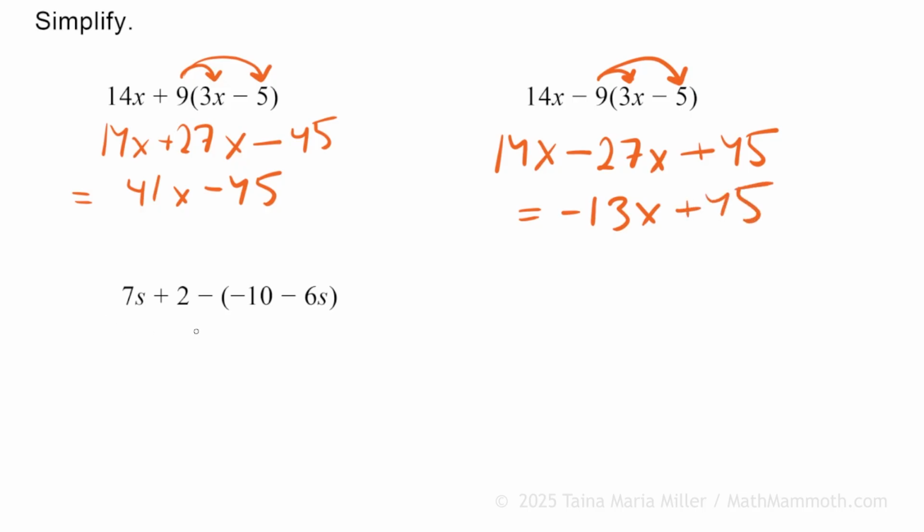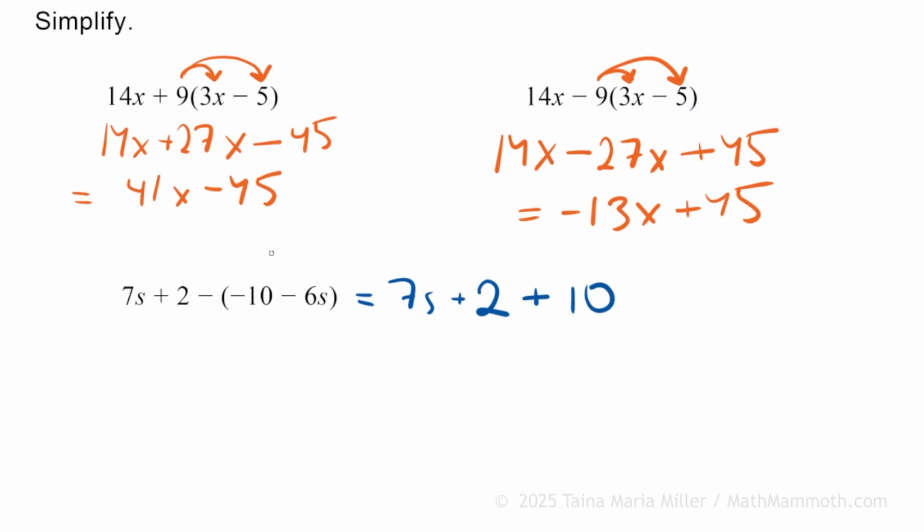Let's try that again. Over here we have another expression where we have something in parentheses, and then just a single minus here, not even a number, but you can imagine a 1 there if you want to. So to simplify this, 7s plus 2, nothing happens there. And then there's like minus 1 times negative 10. Okay, this is still using the distributive property. So minus minus, and minus 1 times minus 10 is plus 10.